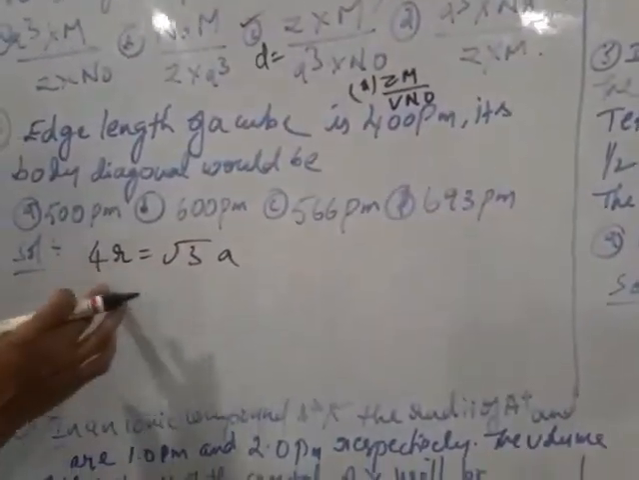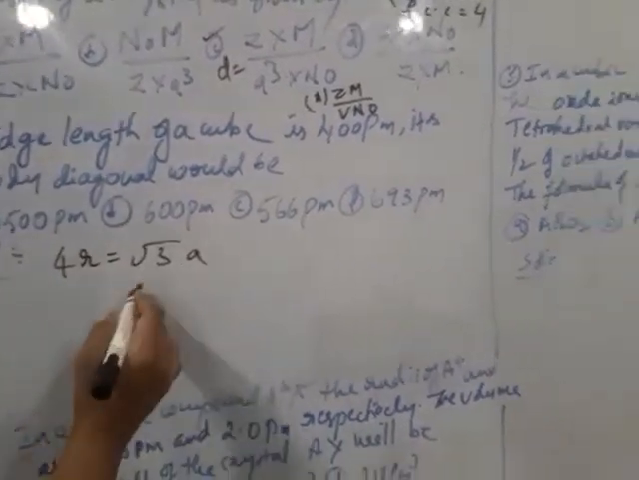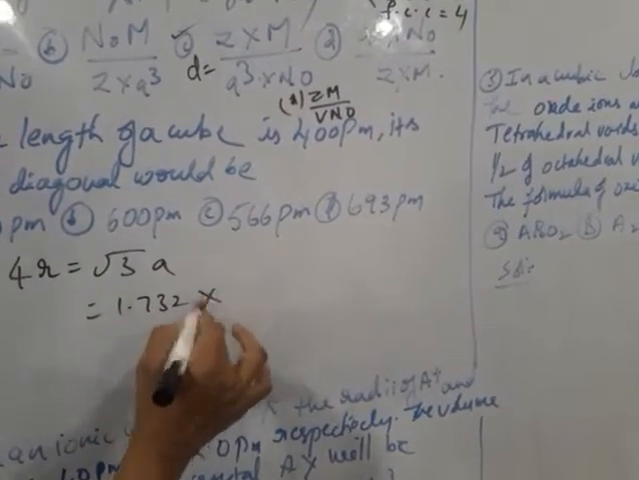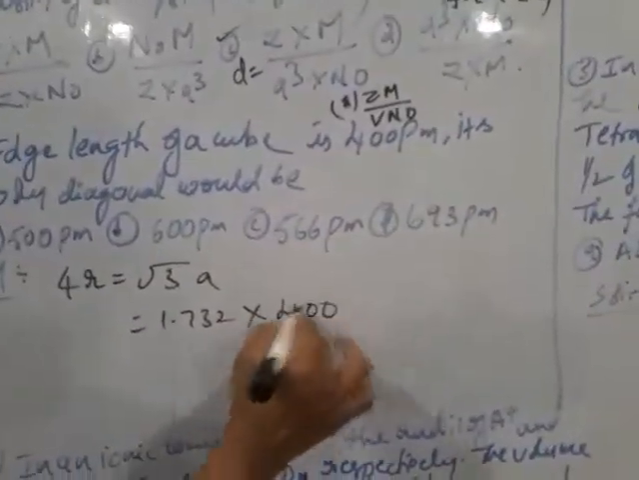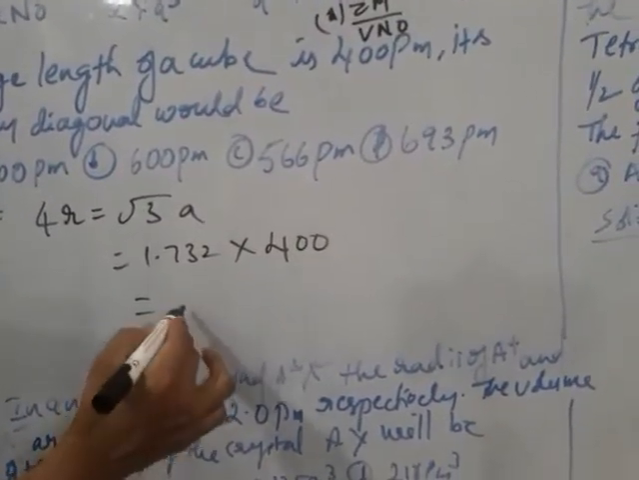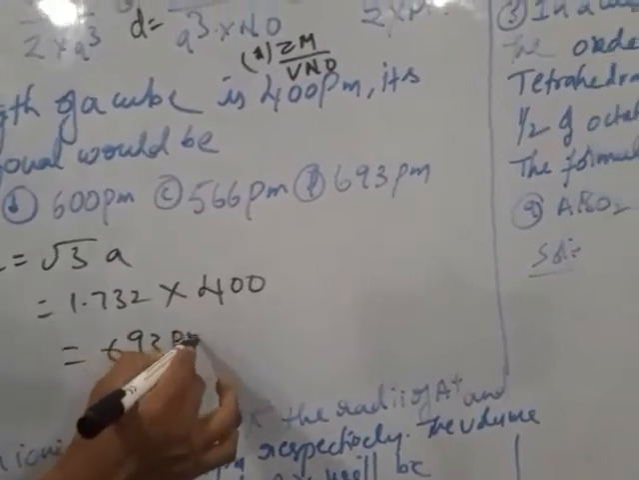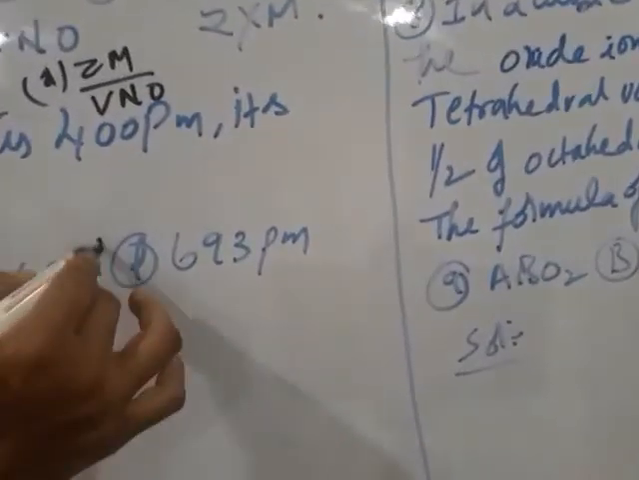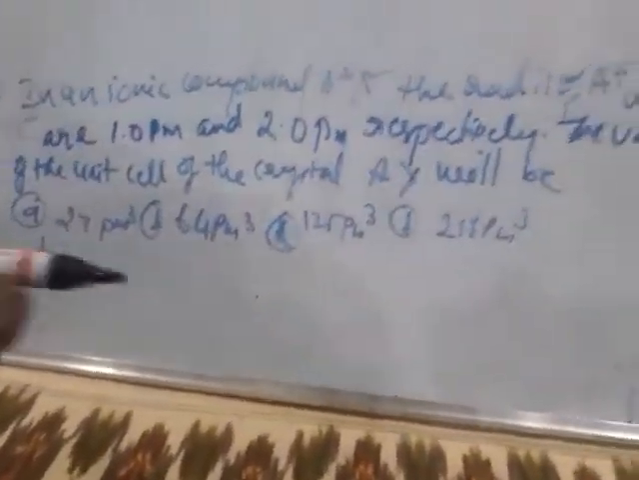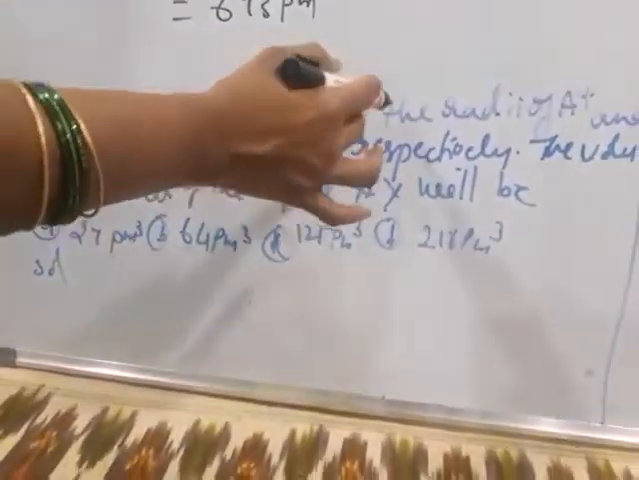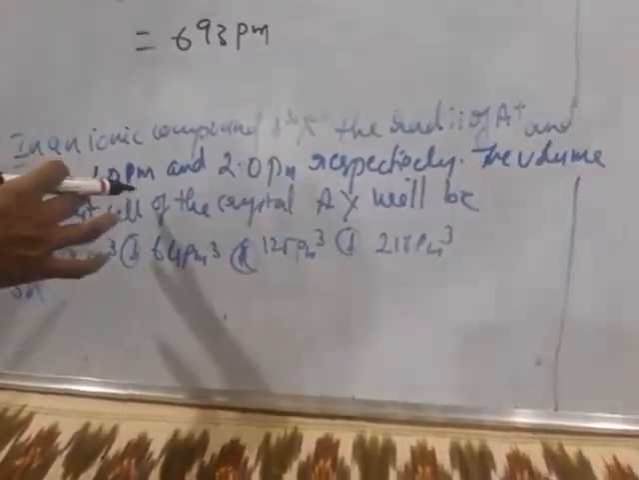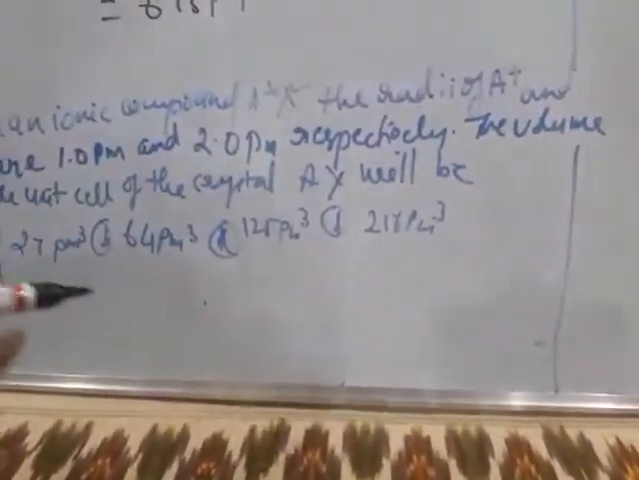So we can substitute the edge length value directly here. So 4r is equal to root 3, value 1.732, into the edge length value 400. So this is equal to 693 picometers. Next, in an ionic compound A plus X minus, the radii of A plus and X minus are 1 picometer and 2 picometers respectively.